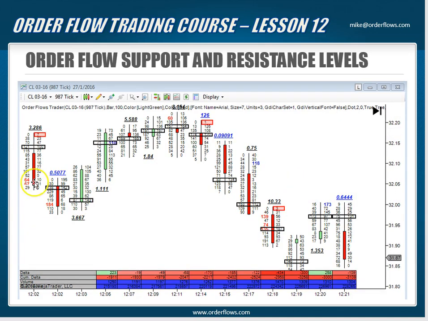Okay, so this is the crude again. Look here, right in the middle. You have, the point of controls are a little bit higher each level. We're starting to come down here. You get that single print.